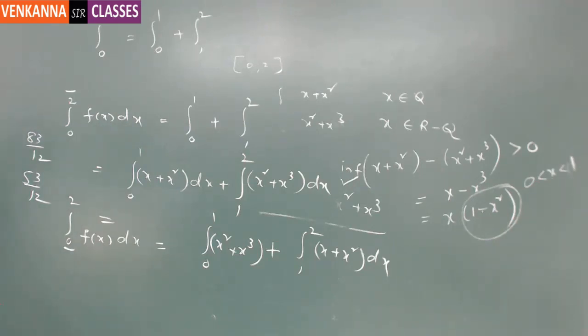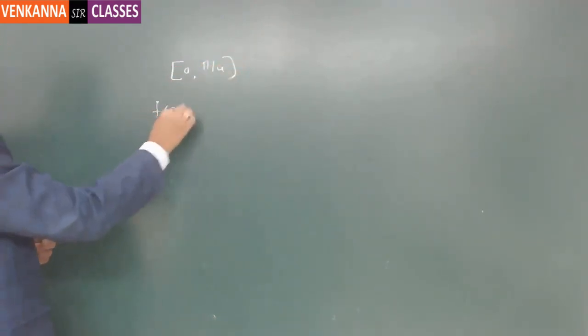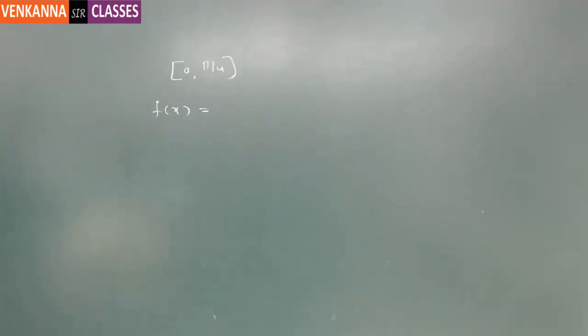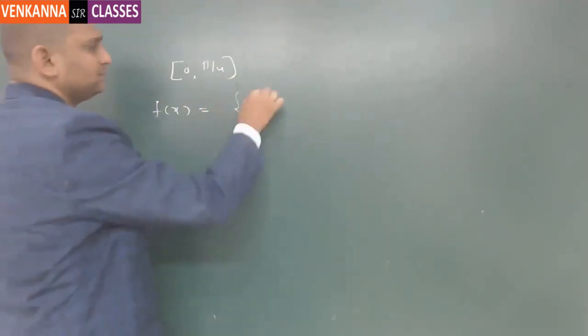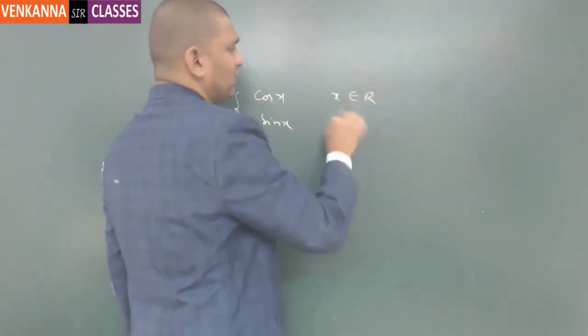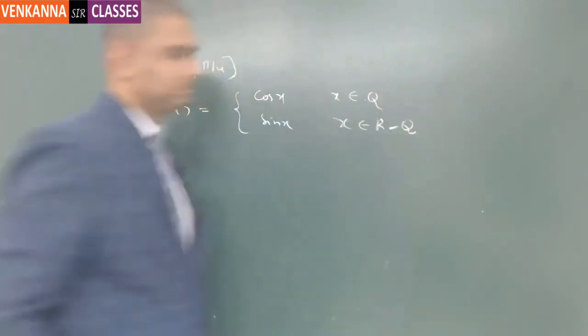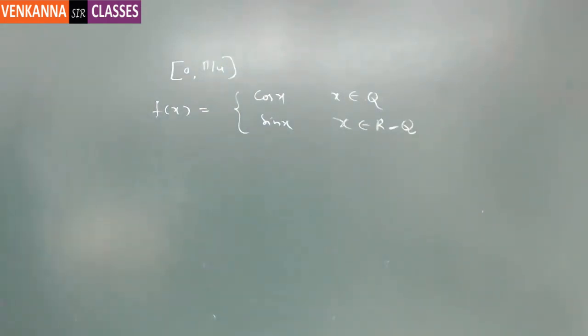If everyone is clear with the calculation, then I will take the other problem. There is one problem which is also given in the previous year papers. The interval is given as 0, pi by 4 and the function is defined as f of x equal to cos x if x is rational, and sin x if x is irrational. Now you are going to verify whether it is Riemann integrable or not.